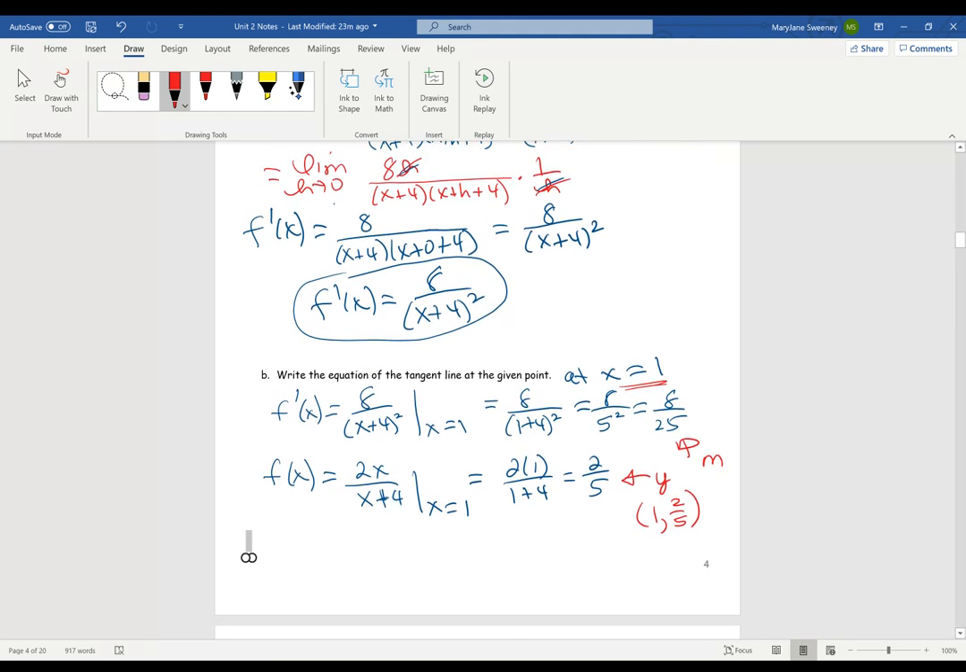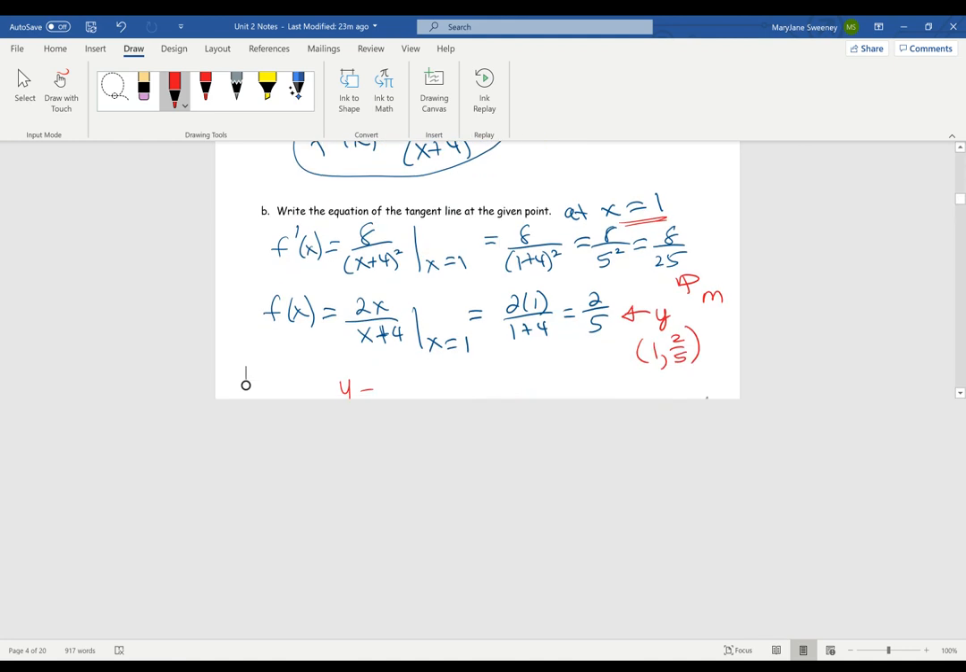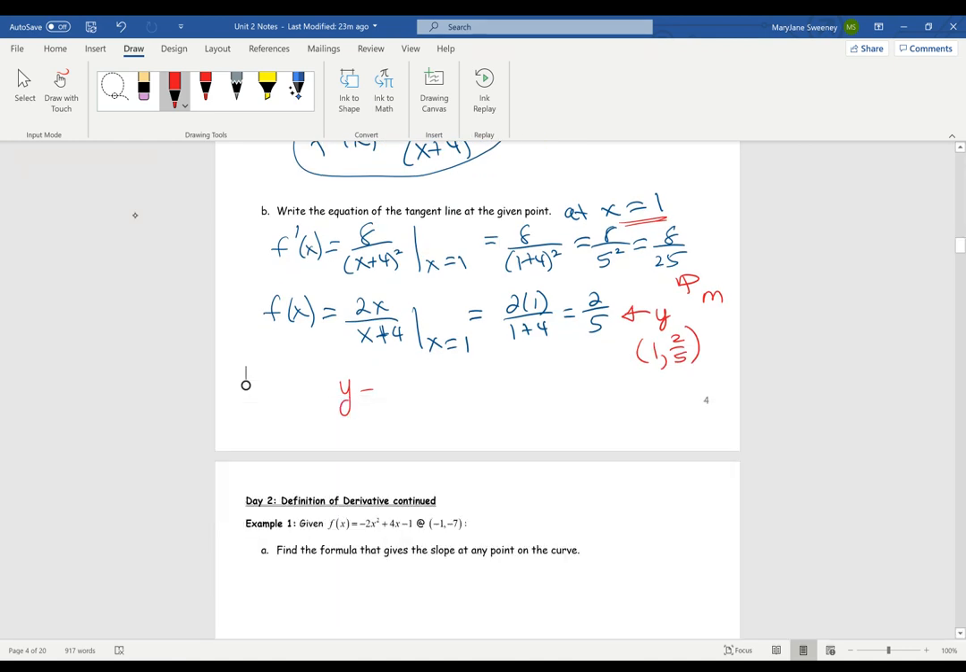So when I write the equation, I'm going to say y minus the y-coordinate equals m, parenthesis, x minus the x-coordinate. That is my tangent line. Okay, that is it for day 1.